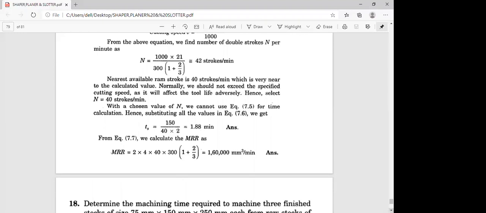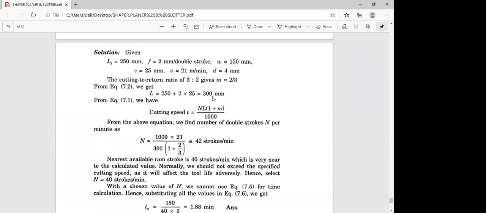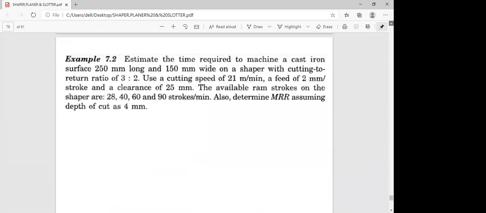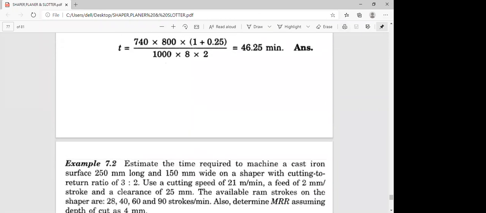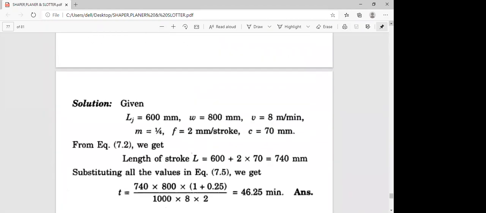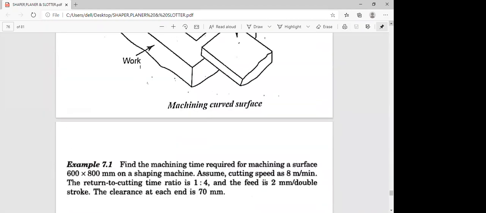Now the MRR formula, which we already discussed in the derivation. This is 2 into 4 into 40 into 300 into (1 plus 2/3). This is m. So what is this 300? 300 is L, the length of the cutting stroke. I'll show you that MRR formula once again. You just observe this and we'll leave in 1 minute.